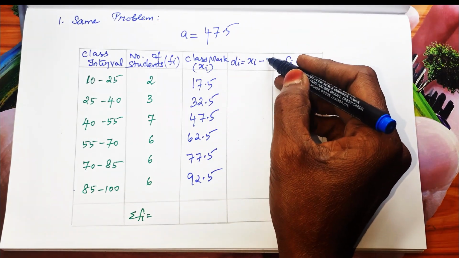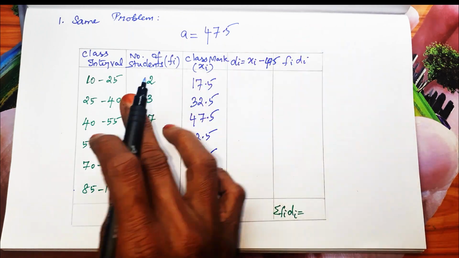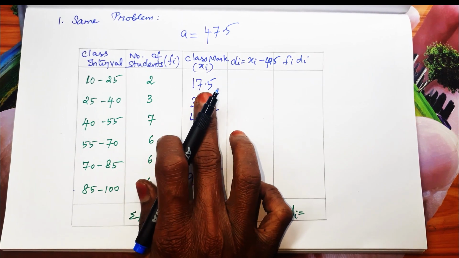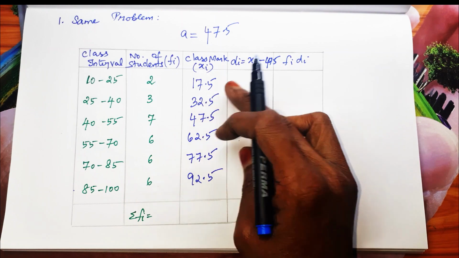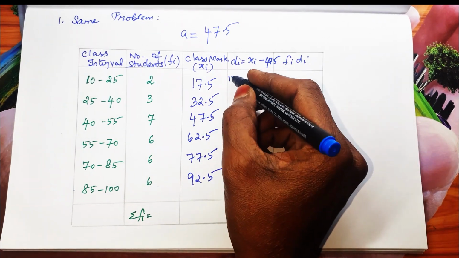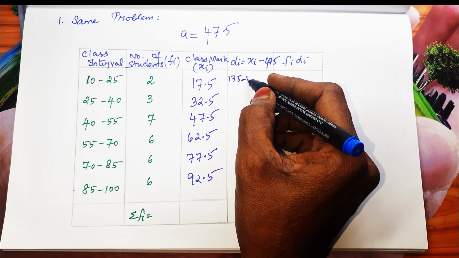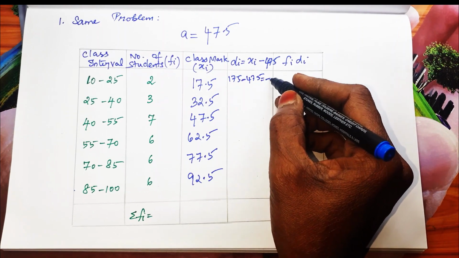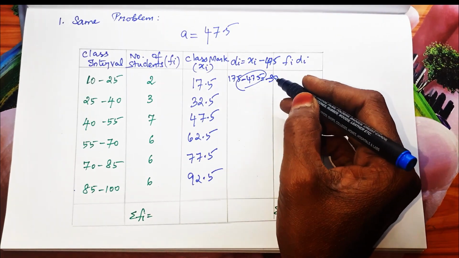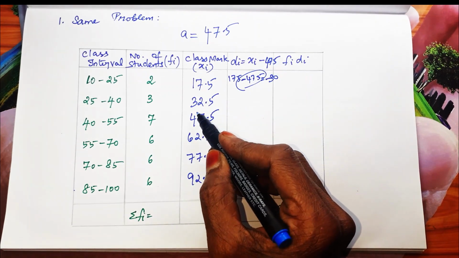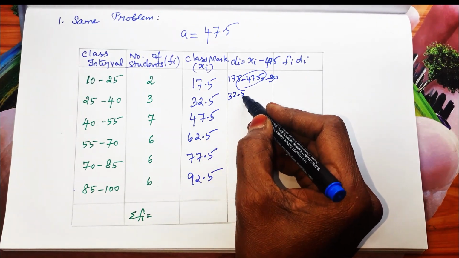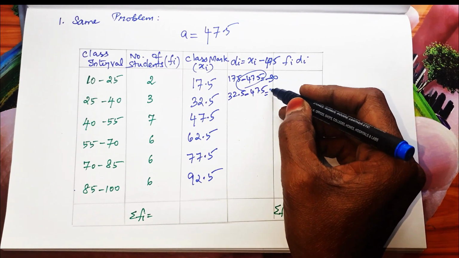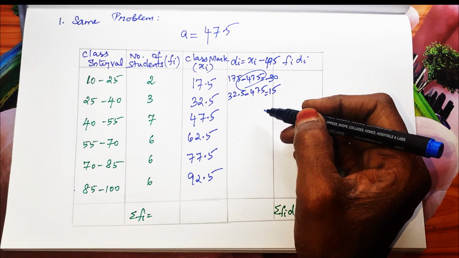So di is equal to xi minus 47.5. So every x value, for example, if we take the first one, this 17.5 has to be subtracted from 47.5. So 17.5 minus 47.5. What is it? Is it plus 30 or minus 30? Minus 30, because this is greater. So it is minus 30. The next one is 32.5 minus 47.5, which is equal to minus 15. Like that we have to calculate for everything.